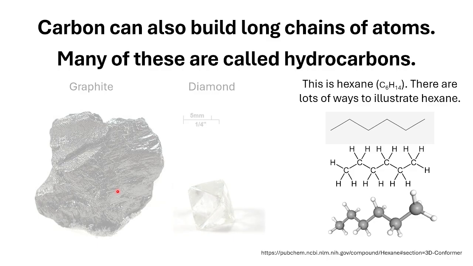Now, we talked a little bit about diamond. Now we're going to be talking about hydrocarbons. I did mention methane, so that's a hydrocarbon as well. And a lot of what we're going to be talking about for the rest of this presentation is going to be largely hydrocarbons. So this is an example of a hydrocarbon known as hexane.